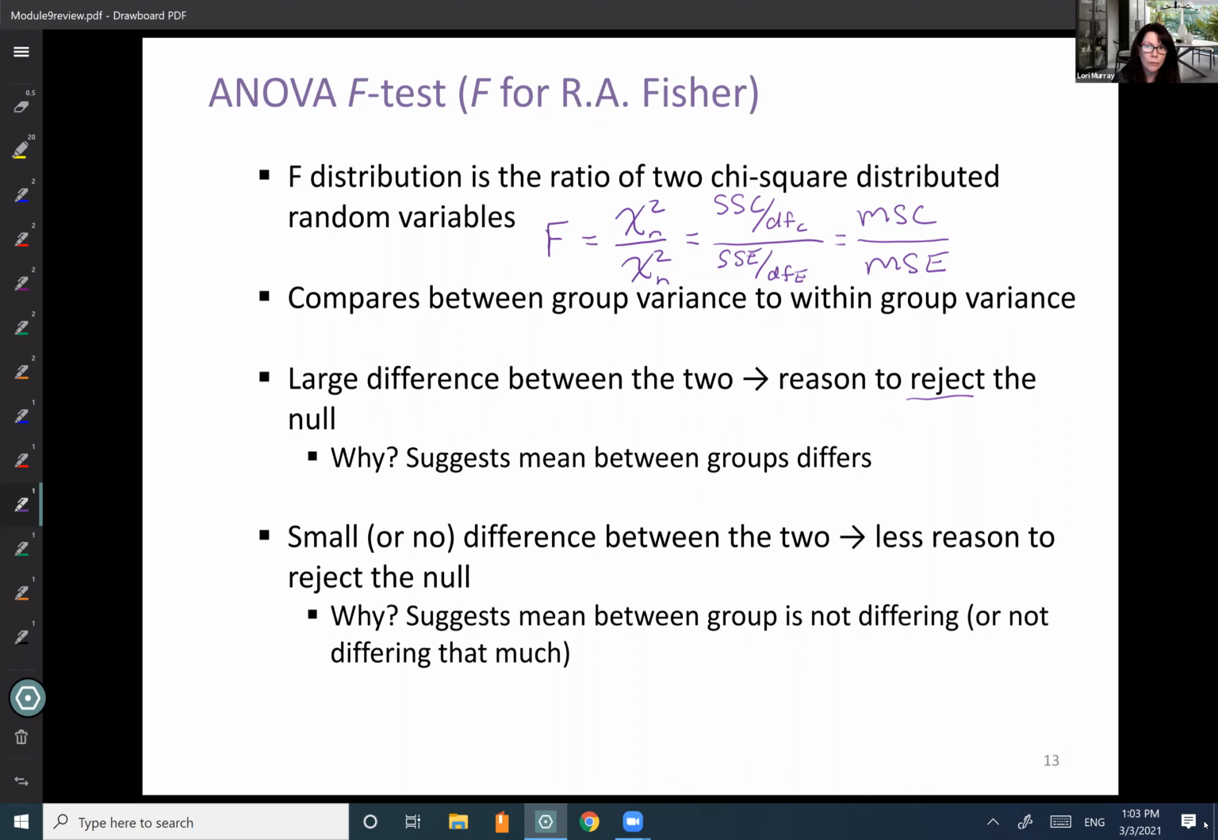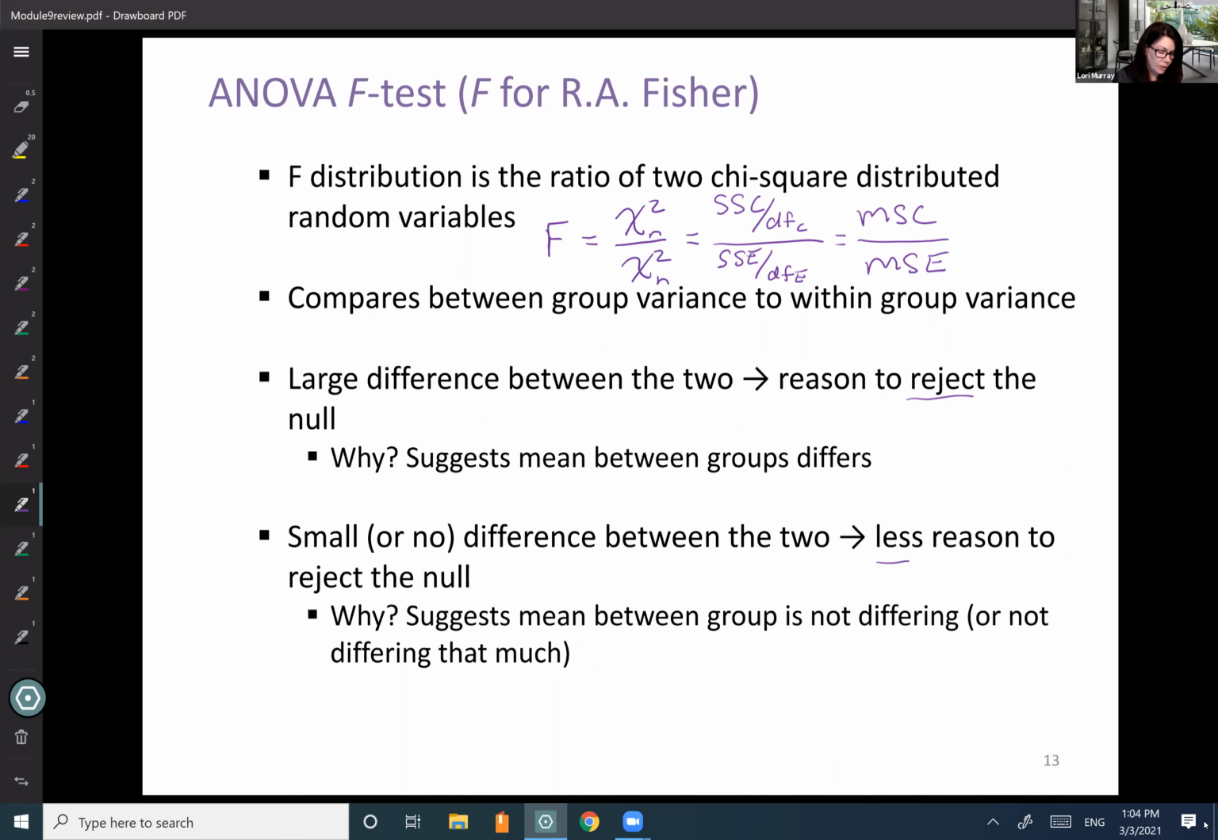If the ratio is small, so no difference would be the ratio equals 1. So MSC divided by MSE equals 1. That would be no difference, right? They would be exactly the same if you divide them. Or a small difference between the between group variance and the within group variance, the numerator and the denominator, then we have less reason to reject the null. And why? Because this suggests the means between the groups are not differing, or not differing that much.